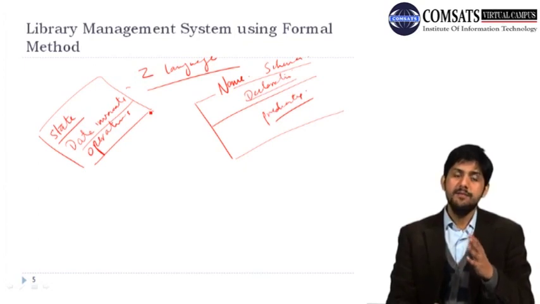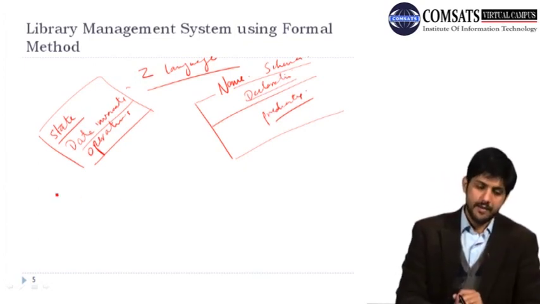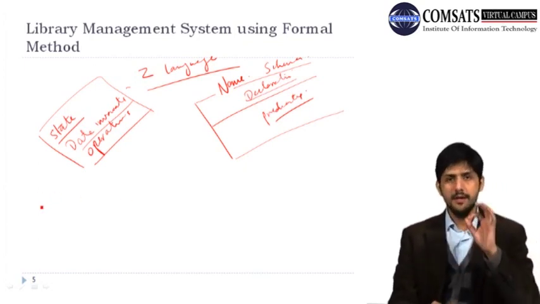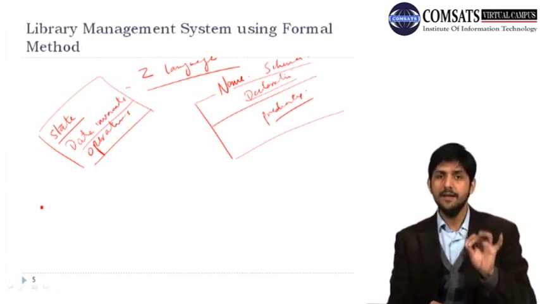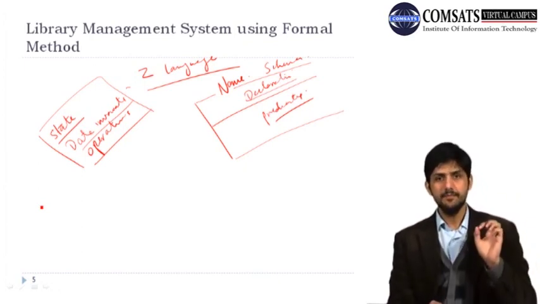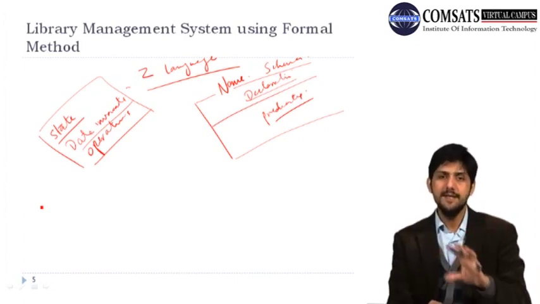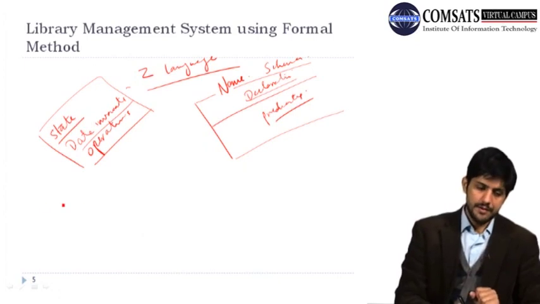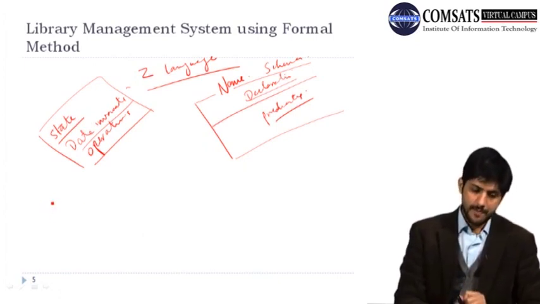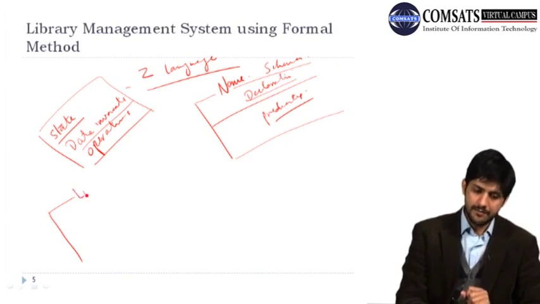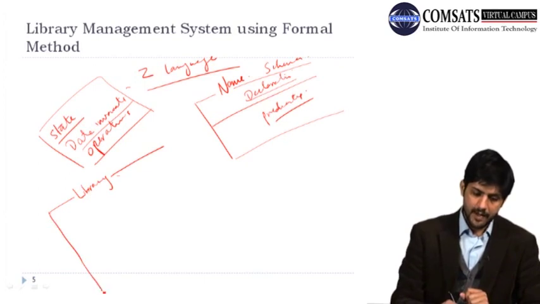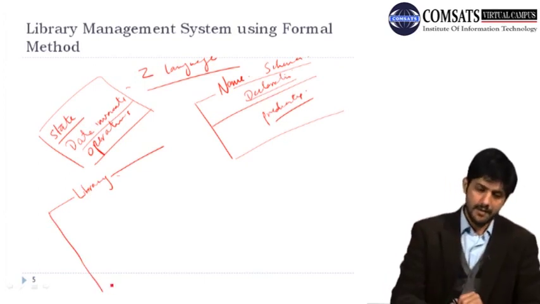Now, when we started defining the state of our system, both the state and the operations are written in the form of schemas when you are using this Z language. So the first thing that we wrote was the state of our system, which is library. We named our main schema as library, and this defines the state of my system.